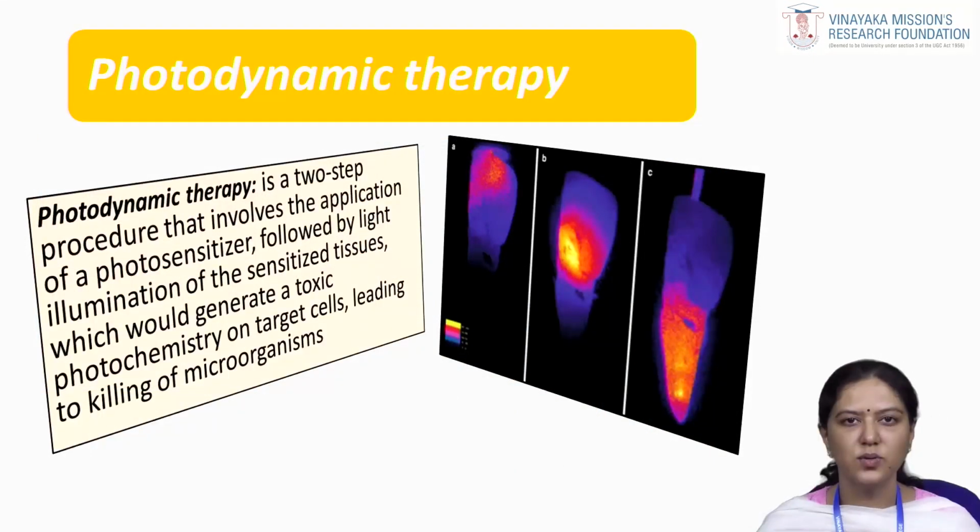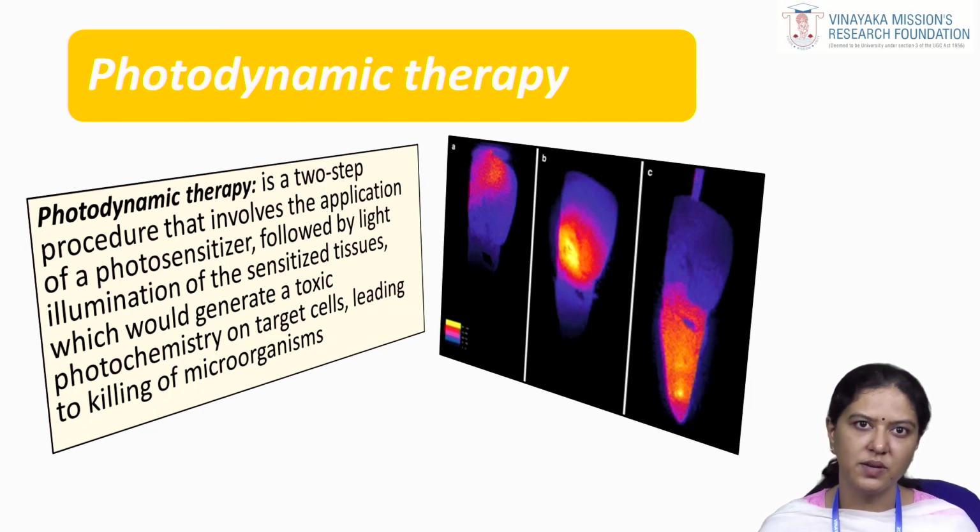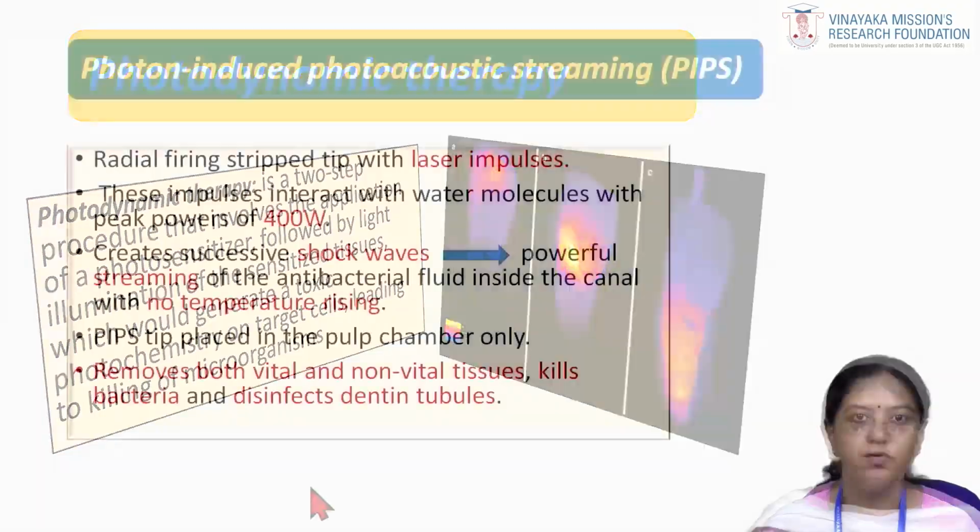Photodynamic therapy. It's a two-step procedure that involves application of a photosensitizer followed by light illumination with visible light energy, typically in the red or near infrared regions, of the sensitized tissues, which would generate a toxic photochemistry on target cells, leading to inactivation and death of microbial cells.